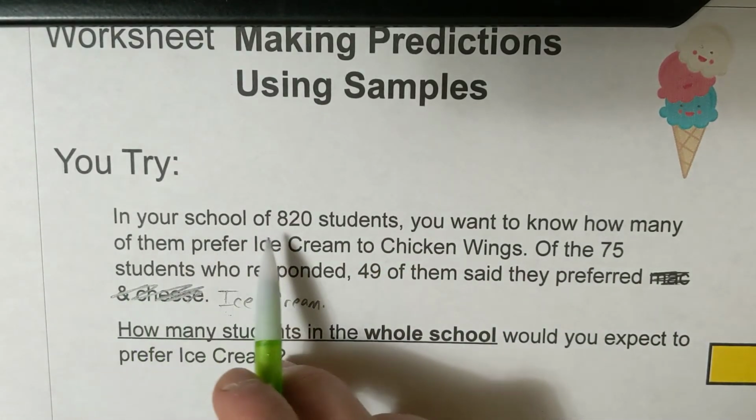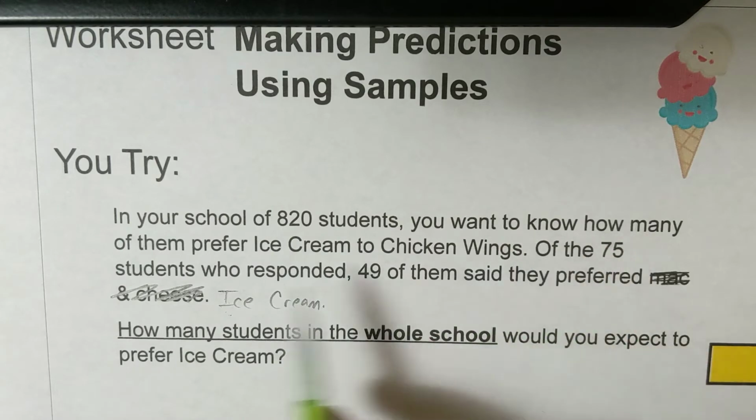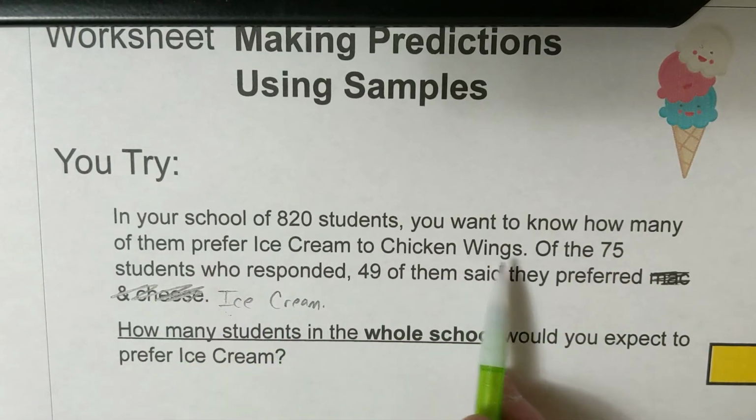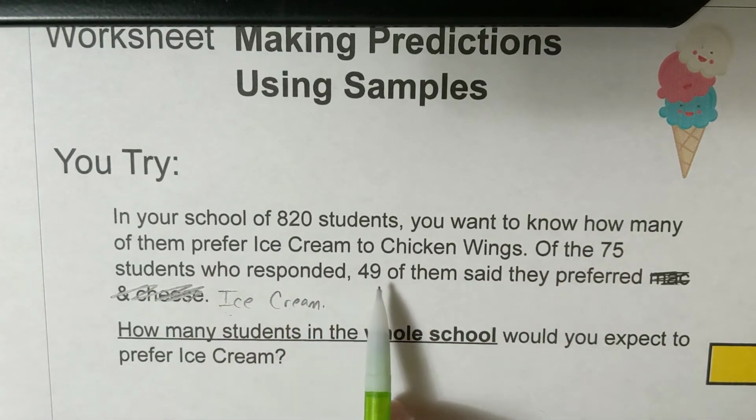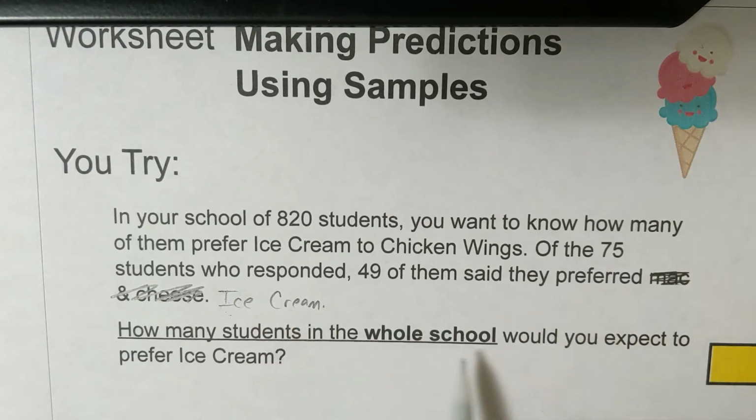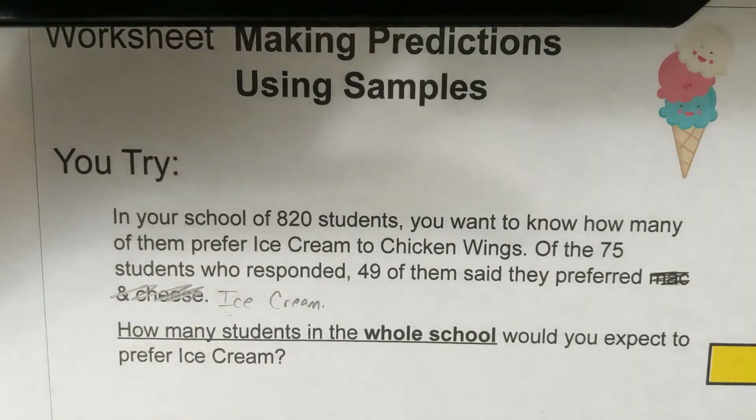So it says, in your school of 820 students, you want to know how many of them prefer ice cream to chicken wings. Of the 75 students who responded, 49 of them said they preferred ice cream. How many students in the whole school would you expect to prefer ice cream? So again, I want you to pause this one, set up your proportion, and then you can unpause, and I'm going to go ahead and solve it for you guys.